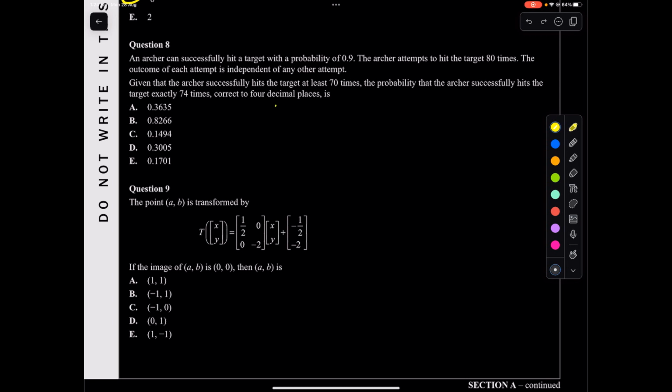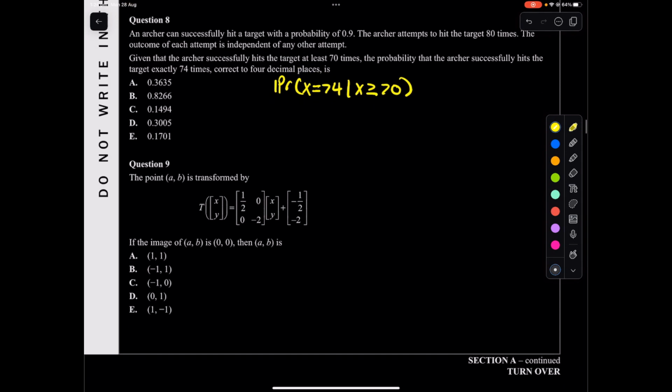Okay, so we're trying to find the probability that the archer successfully hits the target 74 times. So let's say x equals 74, given that the archer successfully hits the target at least 70 times.